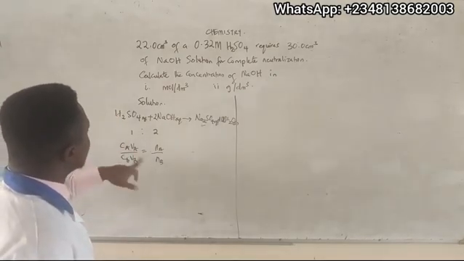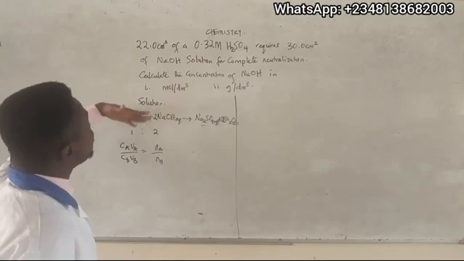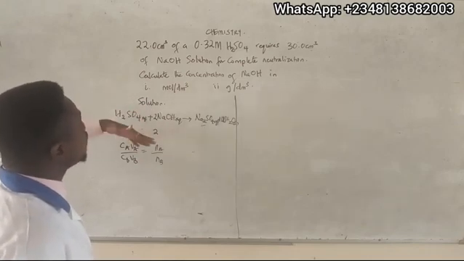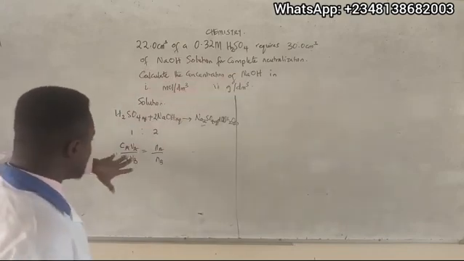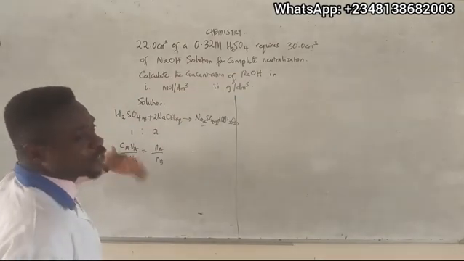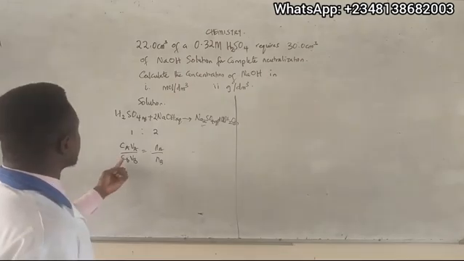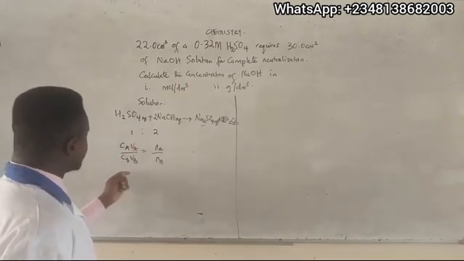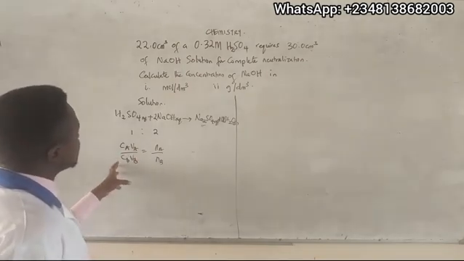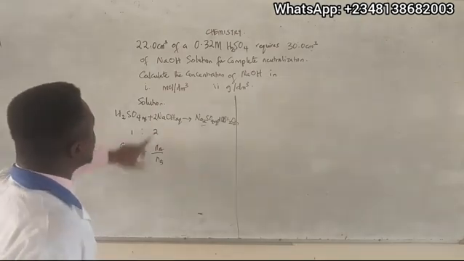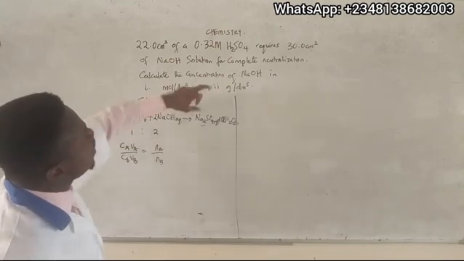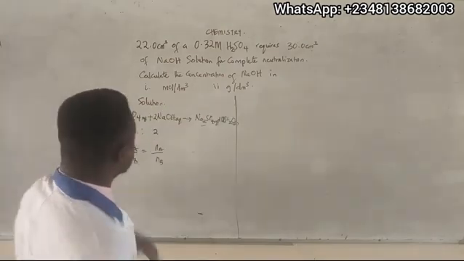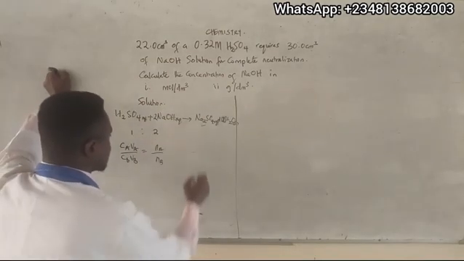VA is the volume of the acid. Actually, it should be in dm³, but since we have cm³ here and also cm³ here, they will cancel out, so there is no need to convert to dm³. We leave it as cm³. CB is the concentration of the base we are looking for in mole per dm³, while VB is the volume of the base. Now let's write them out.